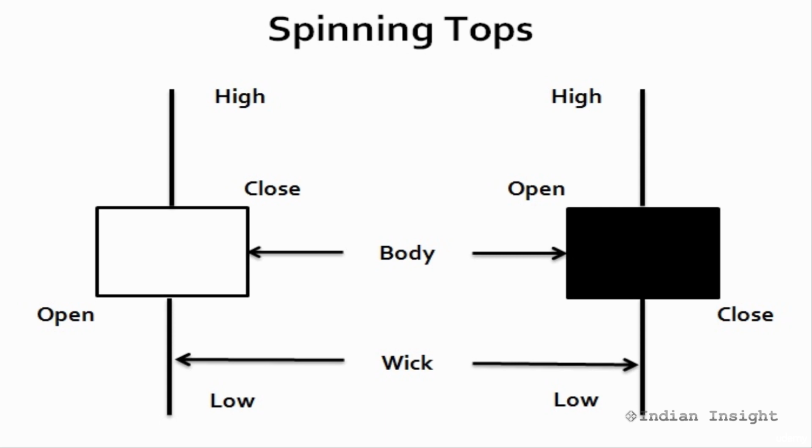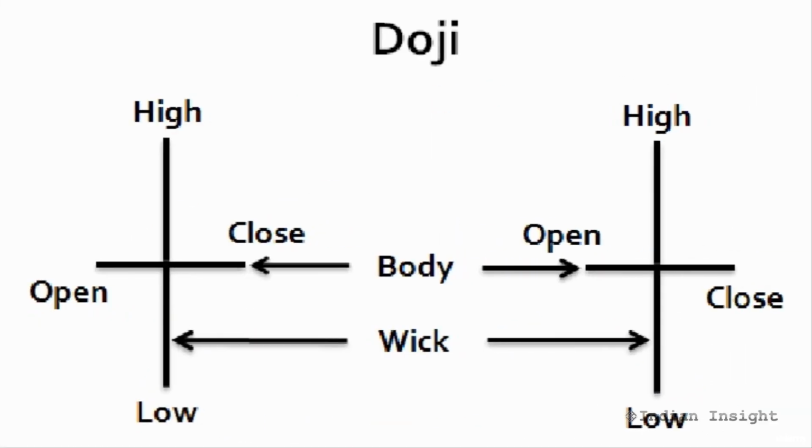Since the body is essentially formed by the opening and the closing price of the day, a small body represents indecision. If the opening price of the body is the same as the closing price, a doji candlestick pattern is formed. In case of the doji, since the opening price and the closing price are the same, the body of the candlestick is just a straight line.